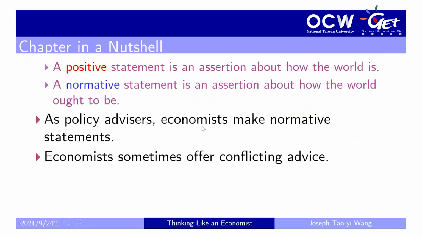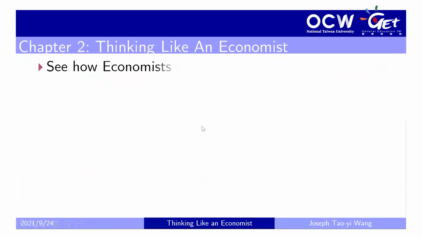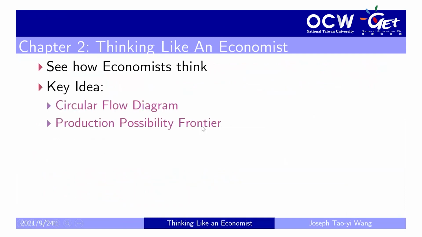A positive statement is a statement about how the world is. A normative statement is about how the world ought to be. As policy advisors, economists would also make normative statements. And they would offer conflicting advice because there could be a difference in scientific judgment, believing a positive statement is true or less likely to be true, or they could differ in terms of value. So this chapter is about how economists think, and we had two models.